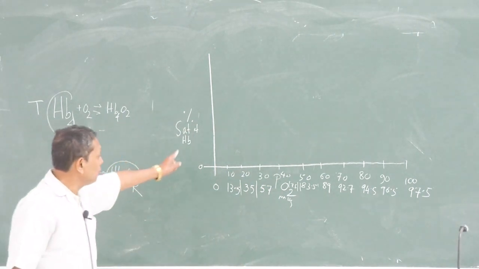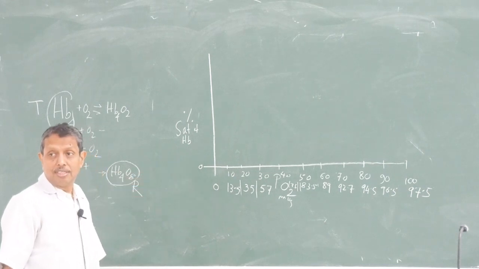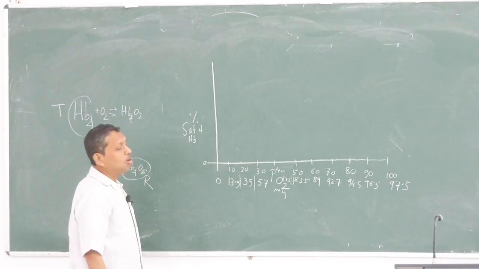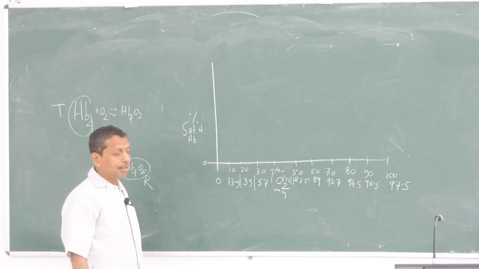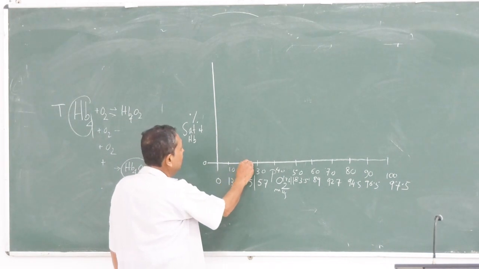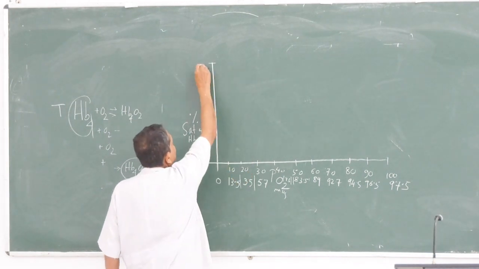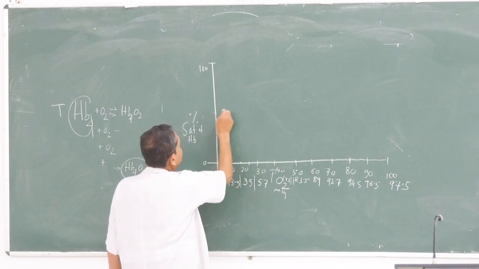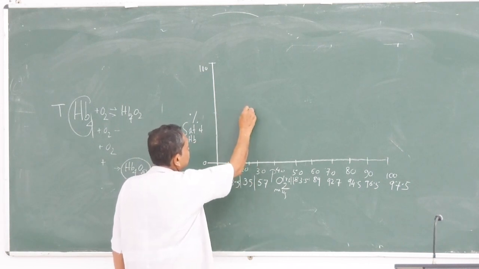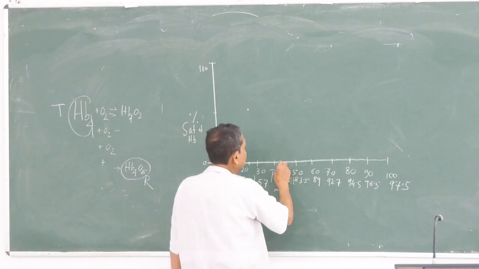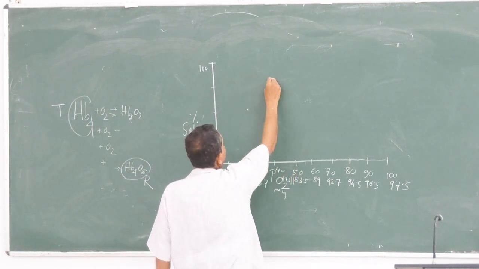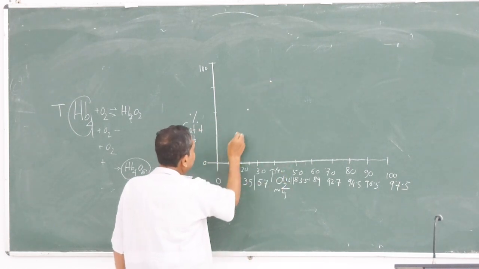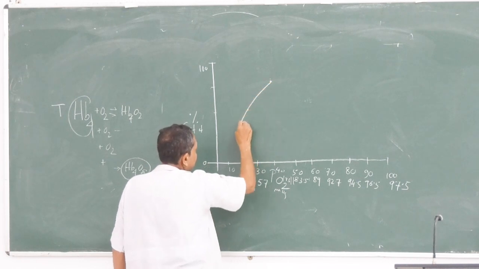And you have to plot in this way. At least the initial point is 0. When there is no oxygen, no question of combination. Suppose in case of 25, it is 50% saturated. And when it's 40, it is 75% saturated. And these are less, and you will find this type of curve.